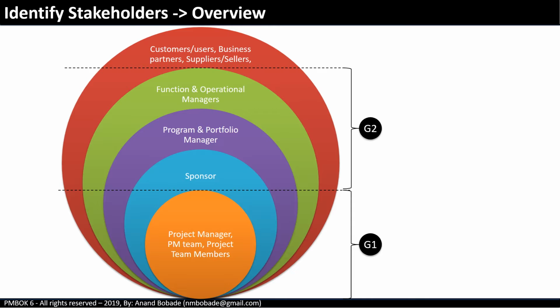The second category of stakeholders are those outside of the project, but within the organization. This group includes the sponsor, functional manager, and organizational groups. Then there is a third category that are outside of the organization. This group includes business partners, sellers or suppliers, customers or users, government regulators, and possibly other entities as well.